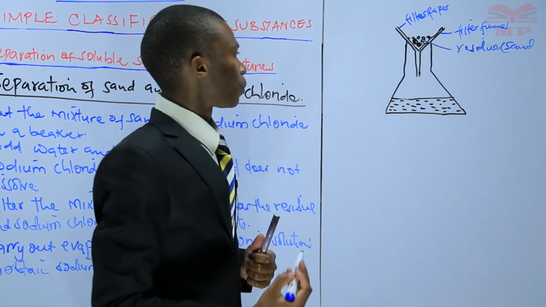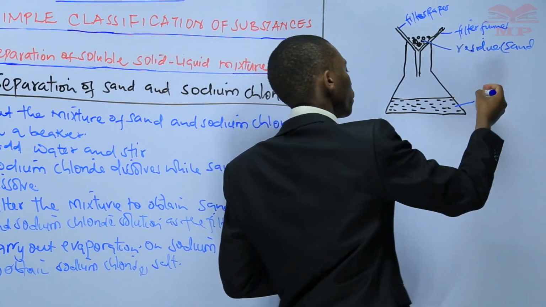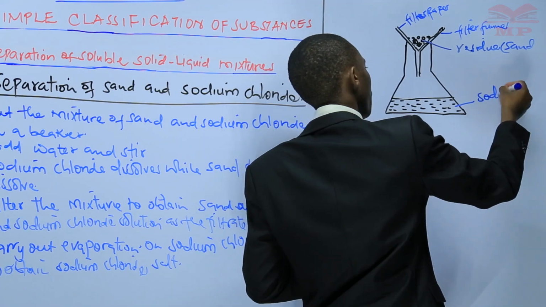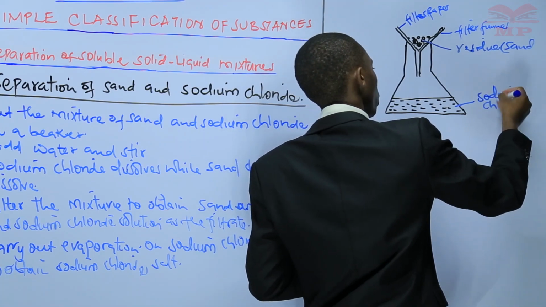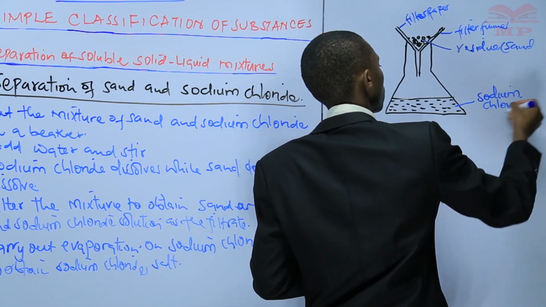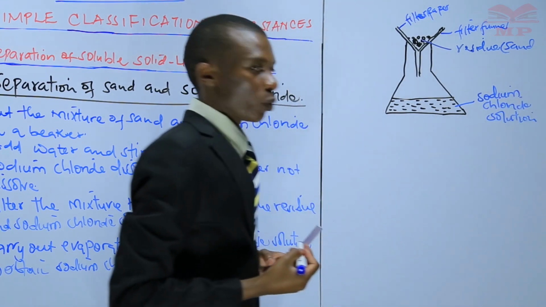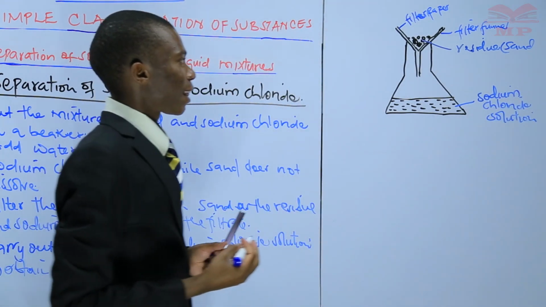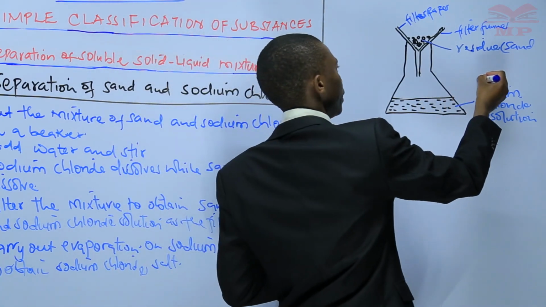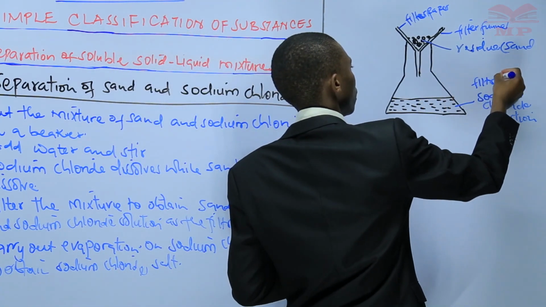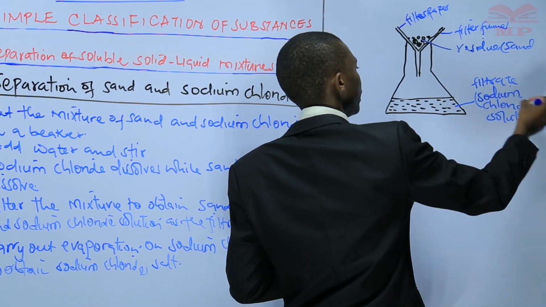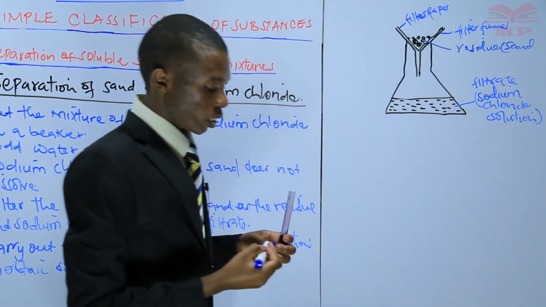What passes through is now sodium chloride solution. Sodium chloride solution is obtained as the filtrate. This is the filtrate. The filtrate is a solution of sodium chloride.